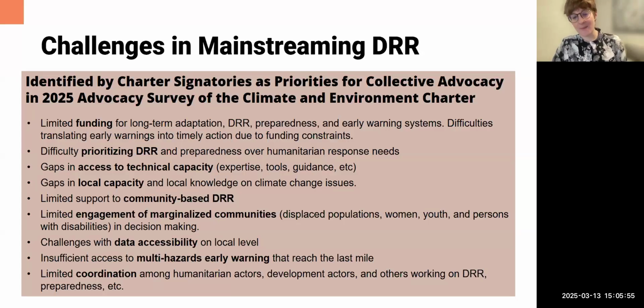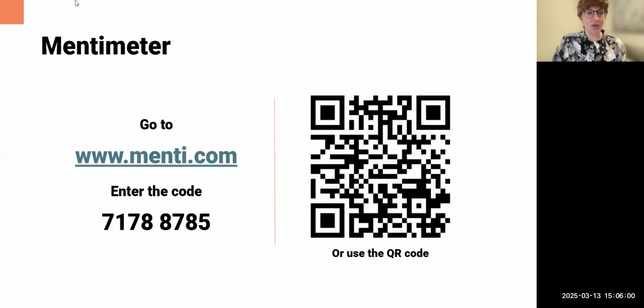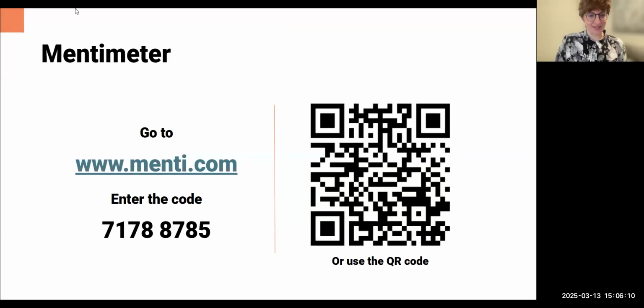So on the next slide, we have a Mentimeter, and there's a QR code, or you can go to menti.com and enter the code 71788785. And the first question on the Menti is, what are the opportunities you see for mainstreaming DRR, preparedness, early warning, early action in humanitarian programs? We'll make sure to share the link in the chat as Mary opens up the responses.